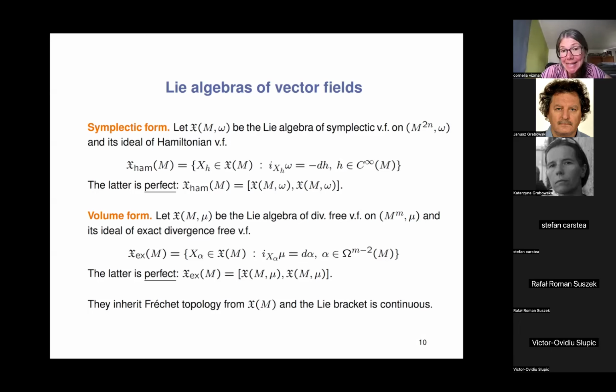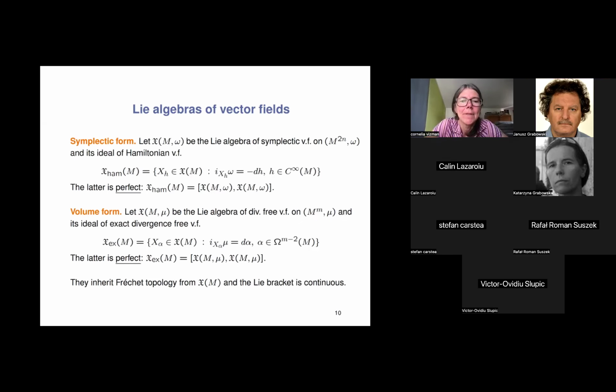Yes, thank you. What I wanted to stress here is that in general the symplectic vector fields are not perfect, and neither are the divergence-free vector fields, unless we have this vanishing of the de Rham cohomologies in degree 1 in the first case and degree m-1 in the second one. So do these results require compactness of M or not? I wrote it for compact here, but actually here we don't need compactness.